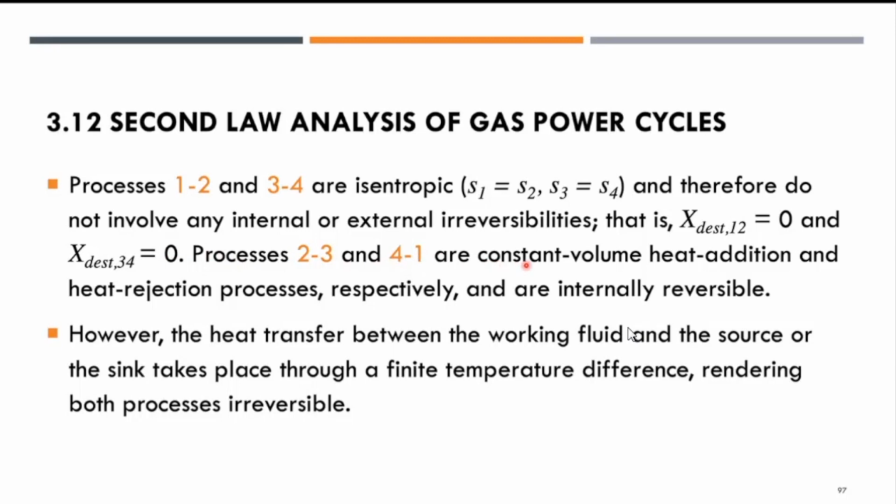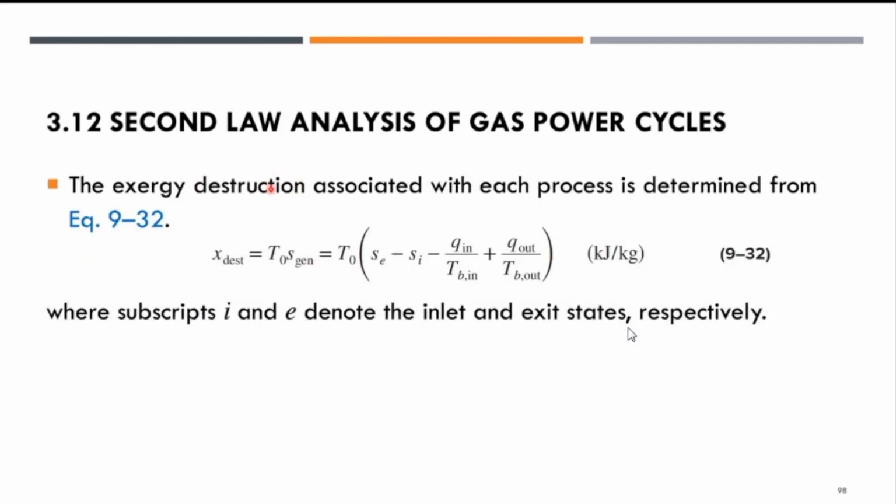For processes 2 to 3 and 4 to 1, the constant volume heat addition and heat rejection processes, they are respectively internally reversible. However, the heat transfer between the working fluid and the source or sink takes place through a finite temperature difference, rendering both processes irreversible. When irreversible, we can calculate the value of exergy destruction. The exergy destruction can be determined from equation 9-32. You have the equation 9-32 over here.